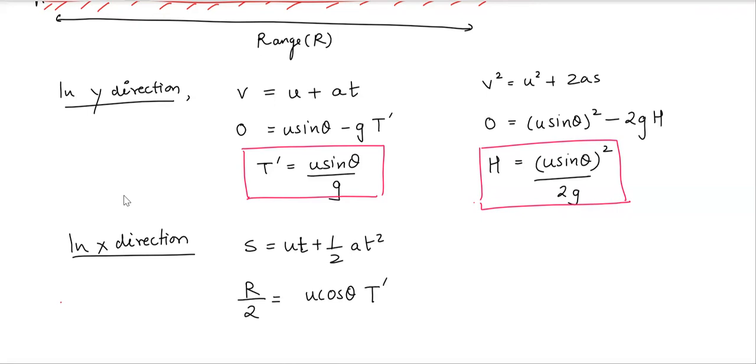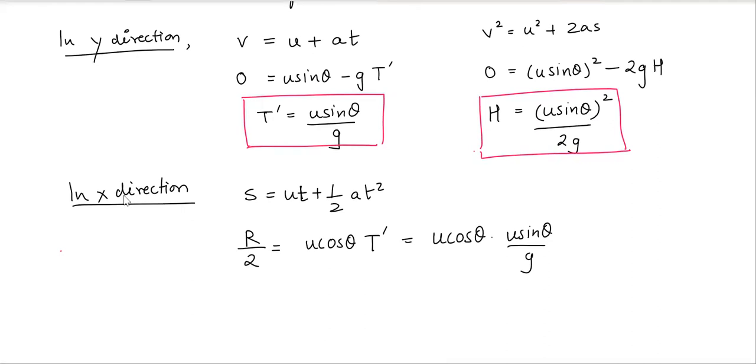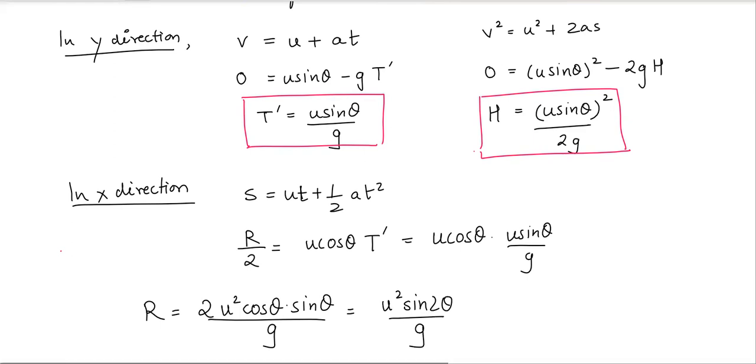So from this, I can see that if I substitute the value of t dash, I will get u cos theta times u sine theta upon g. So from this, I can figure out the actual range. The range would be 2 times u square cos theta sine theta by g, or I can write, using some trigonometric identity, u square sine 2 theta upon g. So these are the factors the range depends on.